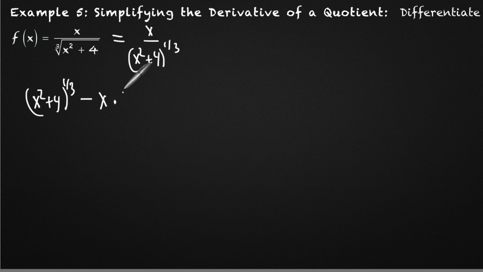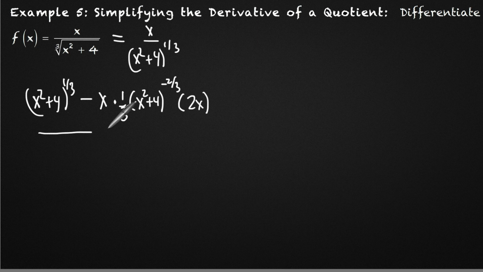So that's going to give us, now that's where we need to use the chain rule, 1/3, leave the inside function alone, subtract 1 from the power, which is going to give you -2/3, and then multiply by the derivative of the part that you left alone. All right, so we did the bottom times the derivative of the top minus the top times the derivative of the bottom, all of that over the bottom squared.